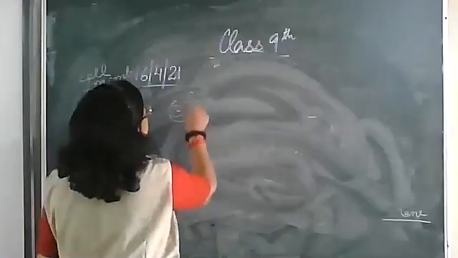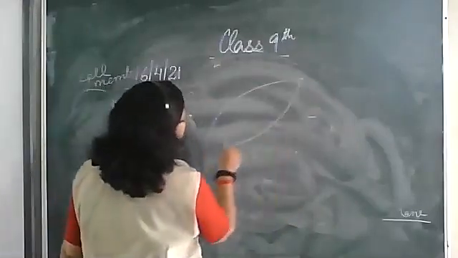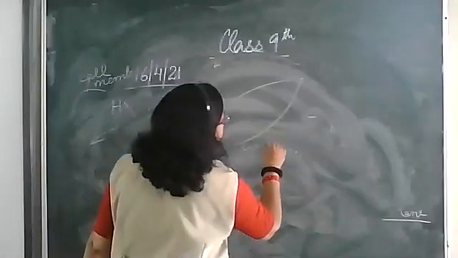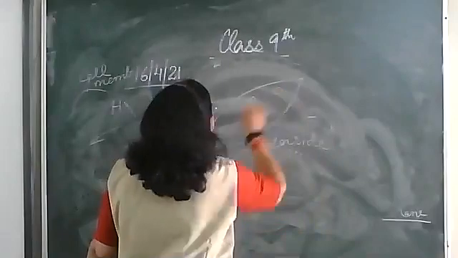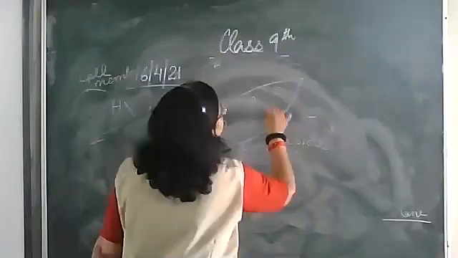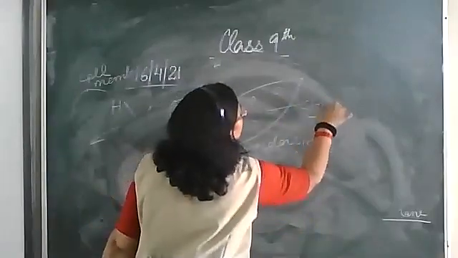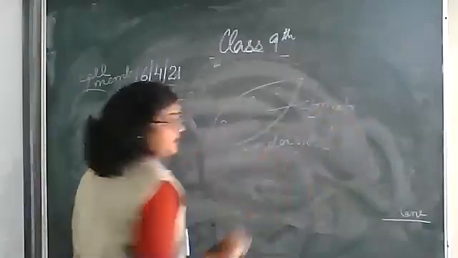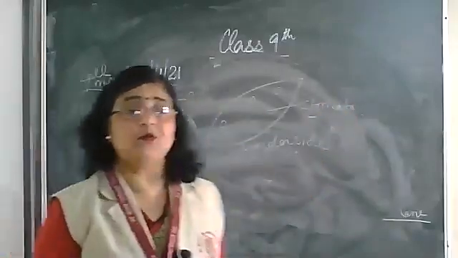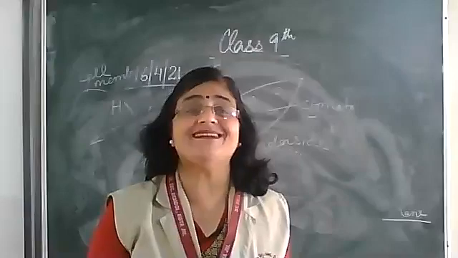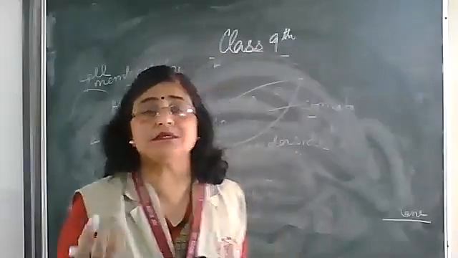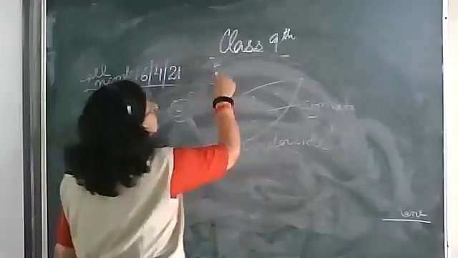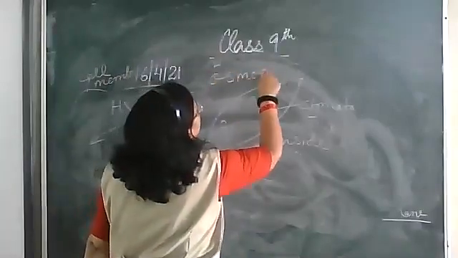Third significance: this is the leaf. On the underside of the leaf we have tiny holes. These holes are called stomata. What are they called? Stomata. And you may know that stomata open during the day and close at night. So this opening and closing of stomata is also regulated by osmosis.